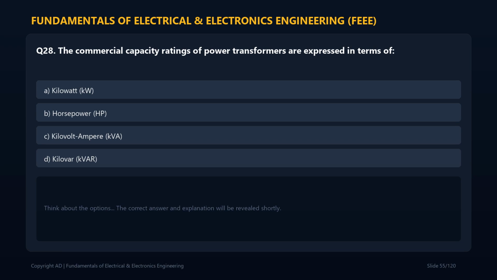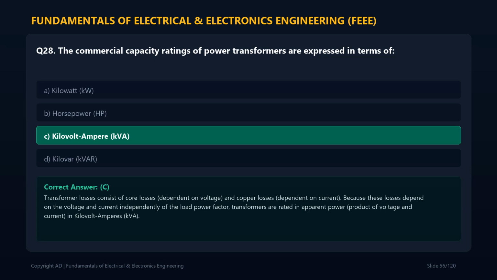Question 28. The commercial capacity ratings of power transformers are expressed in terms of option A, kilowatt. Option B, horsepower. Option C, kilovolt ampere. Option D, kilovar. The correct answer is C, kilovolt ampere.